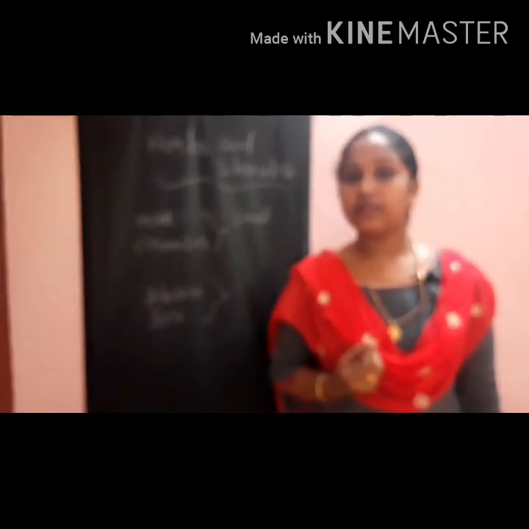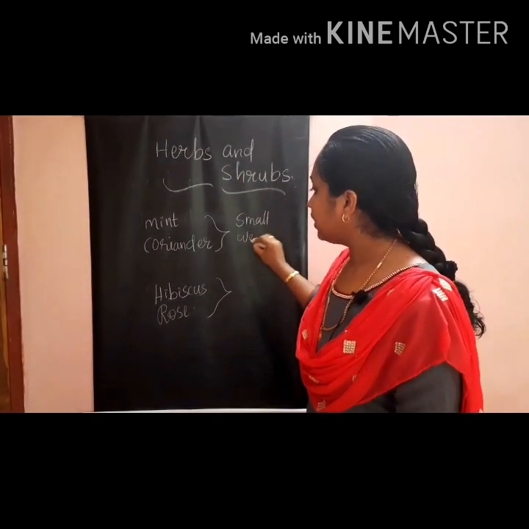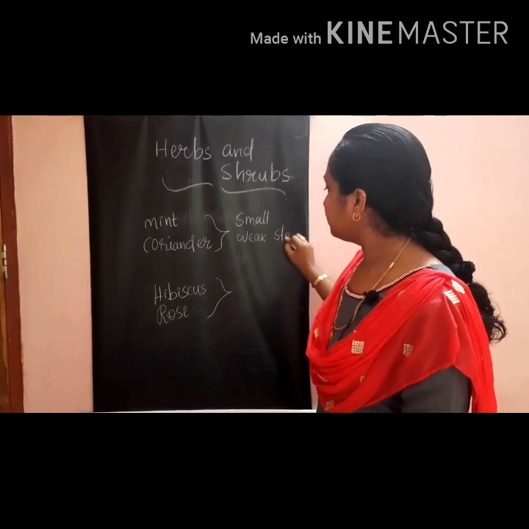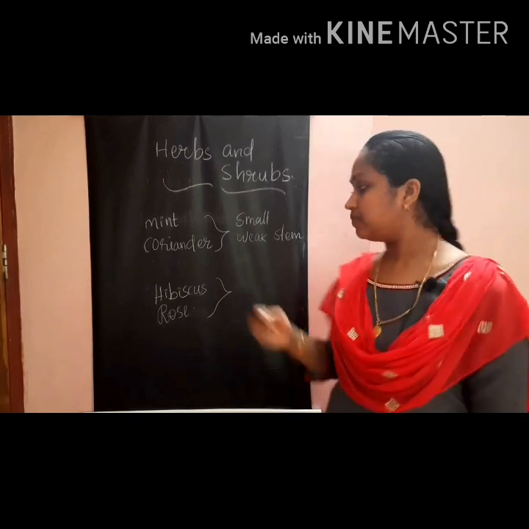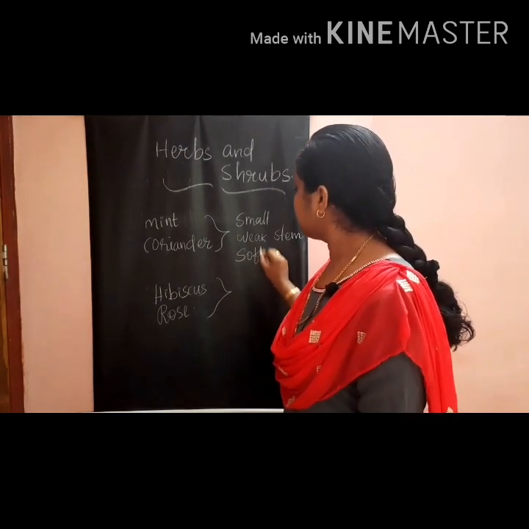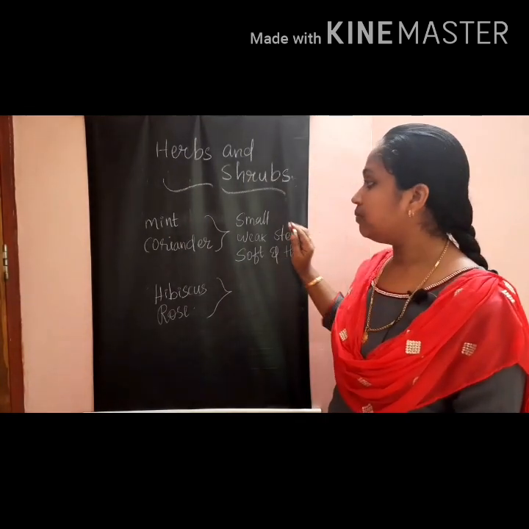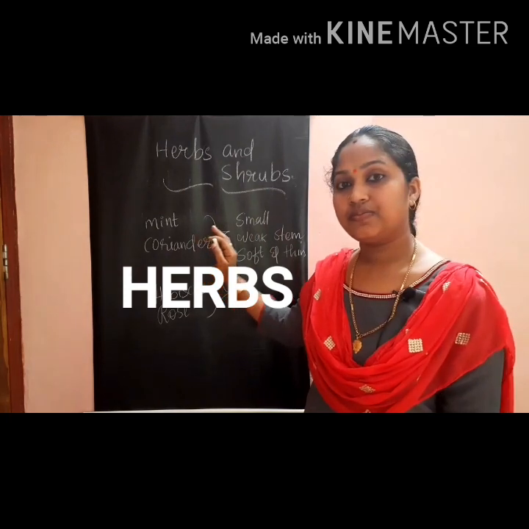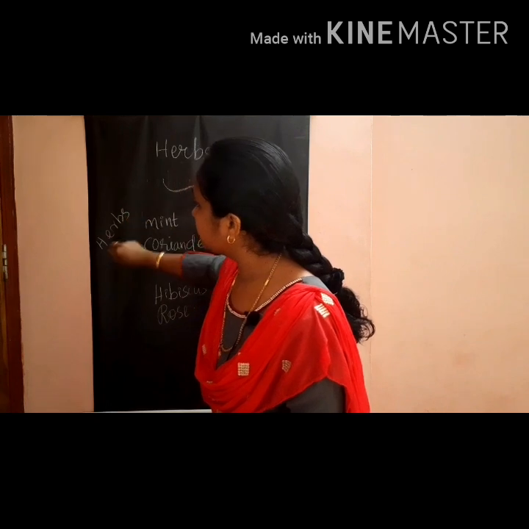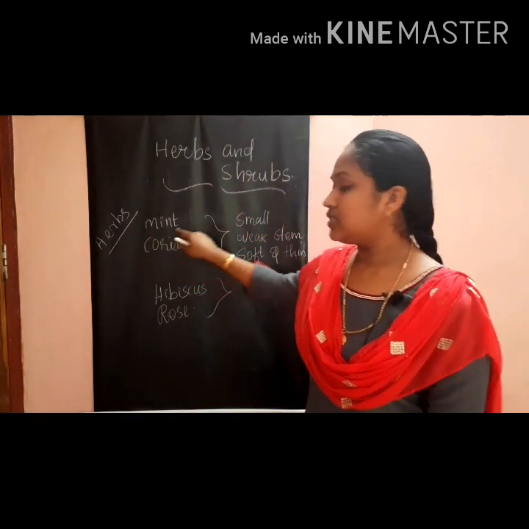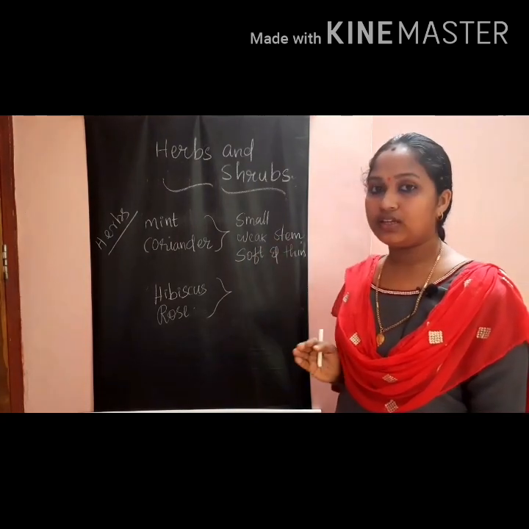And what about their stem? Is it a strong stem? Plants are small and they have weak stem. Yes, soft and thin. These plants are known as herbs. Okay, these are herbs. Herbs, examples mint and coriander. What about the plant? Small and weak.